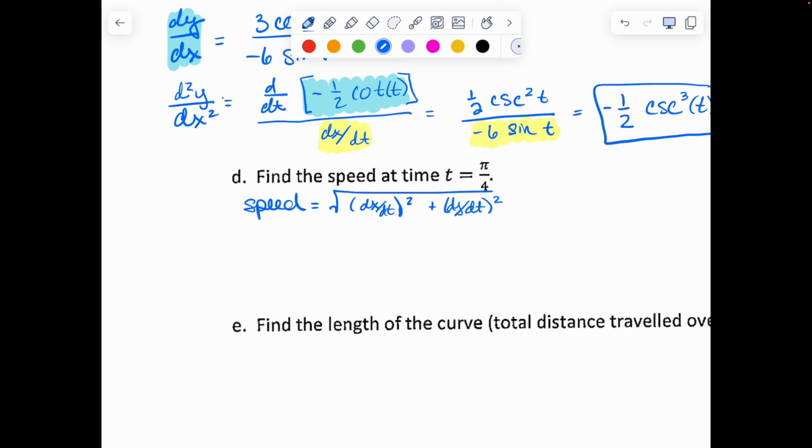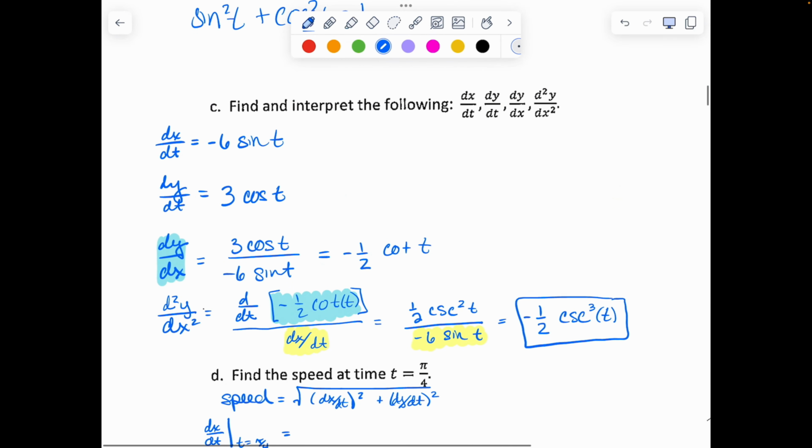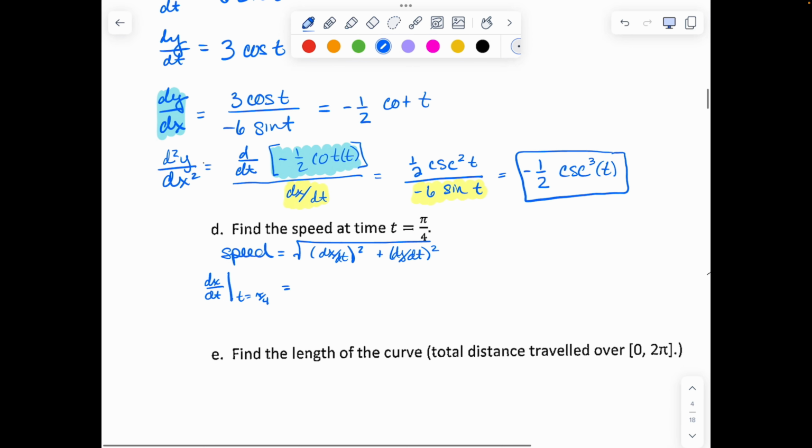So speed is the square root of dx/dt squared plus dy/dt squared. And I'm going to evaluate those at the time t equals pi fourths. So dx/dt evaluated when t equals pi fourths, plugging into the dx/dt from up here, is negative 6 sine t. So negative 6 times the sine of pi fourths, which is negative 3 root 2.